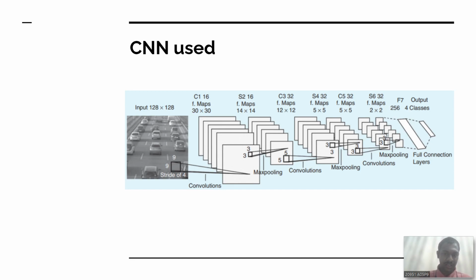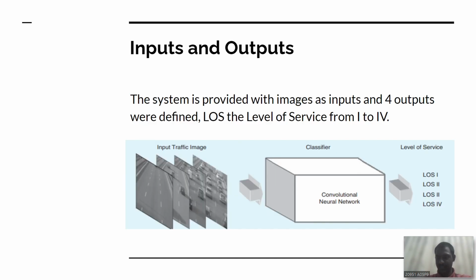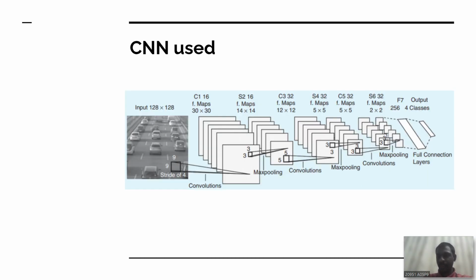So we have constructed a 30 by 30 image from a 128 by 128 image pixel size, and from 30 by 30 we are going to 14 by 14, then 12 by 12, 5 by 5, 5 by 5, and 2 by 2. And we have four classes, which are nothing but the four states, LOS 1, 2, 3, and 4. Over here, C1 is the convolution 1, C3, C5 are convolution 3, convolution 5. This may be a sample after max pooling.